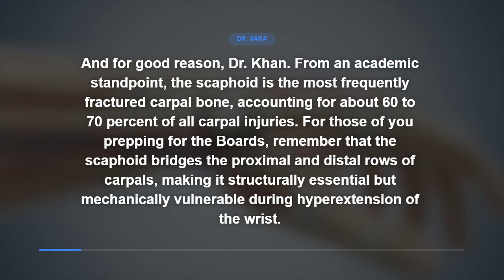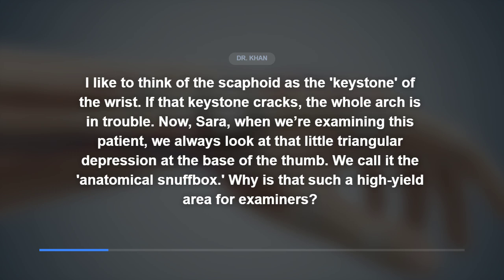And for good reason, Dr. Khan. From an academic standpoint, the scaphoid is the most frequently fractured carpal bone, accounting for about 60 to 70% of all carpal injuries. For those of you prepping for the boards, remember that the scaphoid bridges the proximal and distal rows of carpals, making it structurally essential but mechanically vulnerable during hyperextension of the wrist. I like to think of the scaphoid as the keystone of the wrist. If that keystone cracks, the whole arch is in trouble.